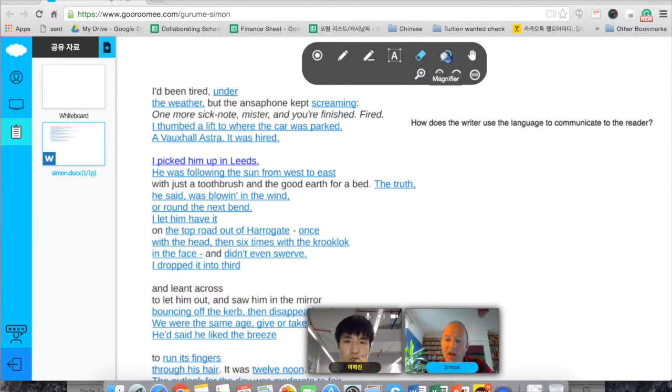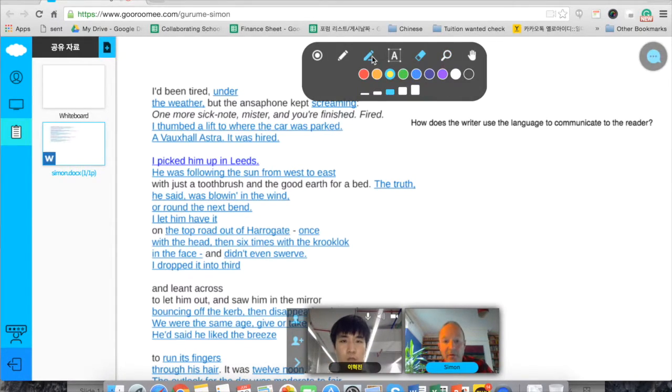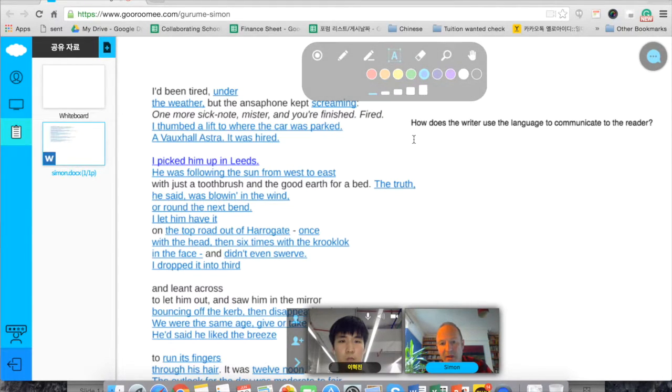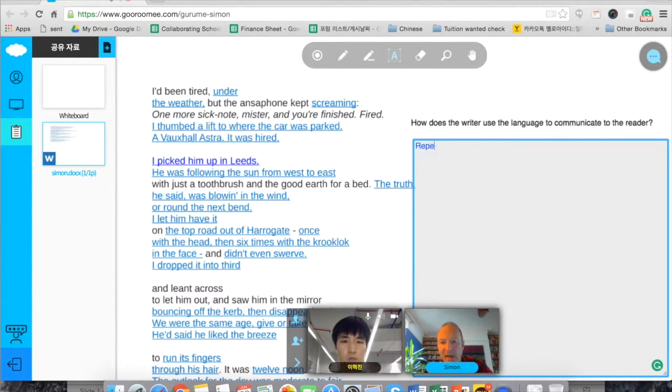Techniques. So the R is for repetition. And what we're looking for in the poem is, does the writer repeat any words? Does he repeat any lines? Does he repeat any ideas?